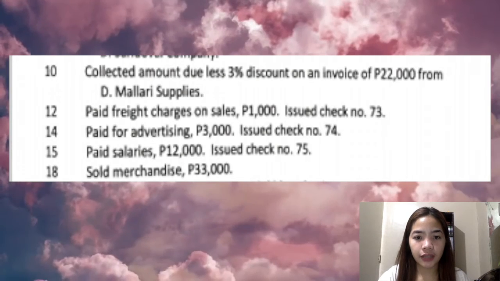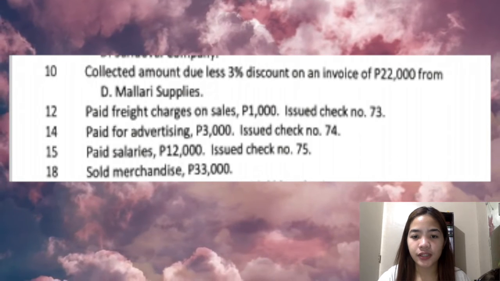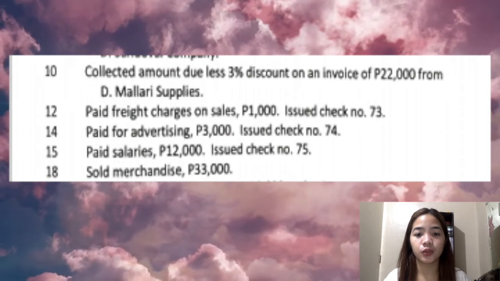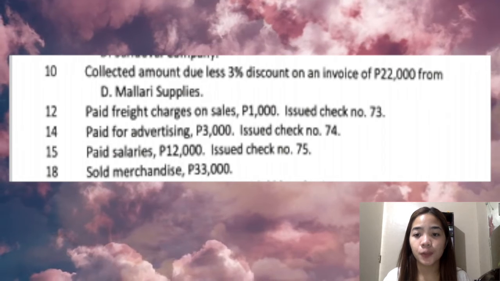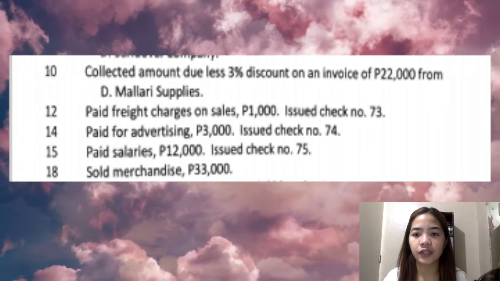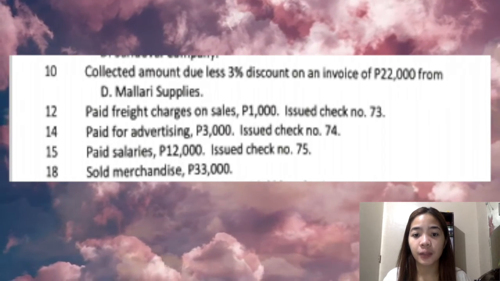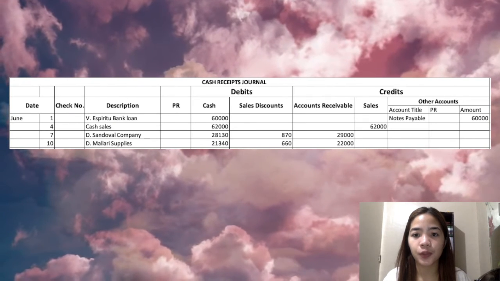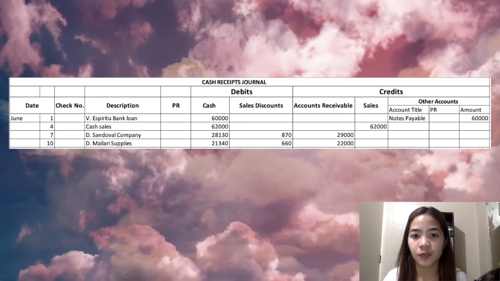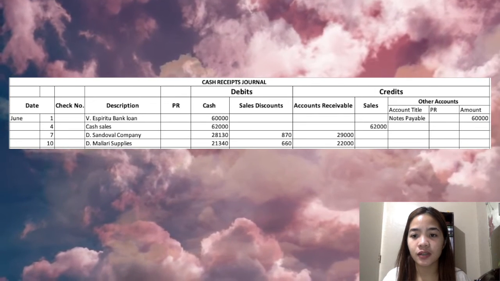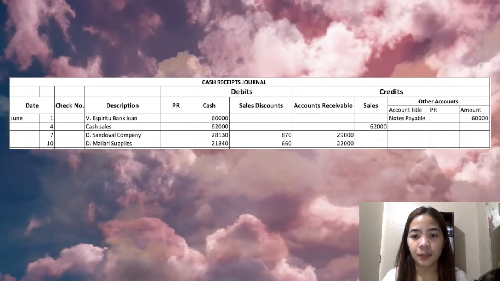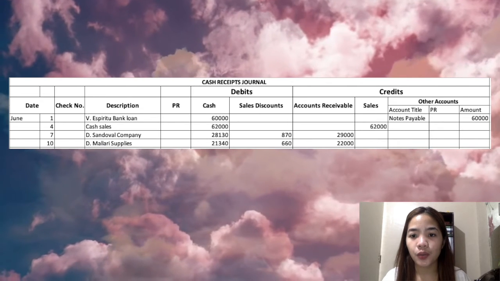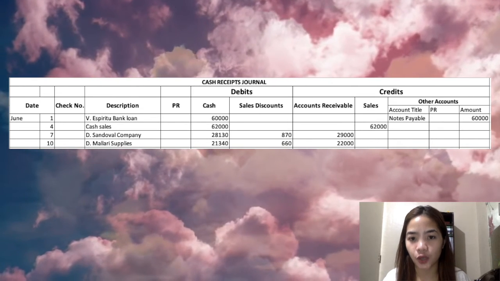June 10, collected amount due less 3% discount on an invoice of 22,000 from Di Mayari Supplies. Same lang ito sa June 7 na nakatanggap tayo ng pera, tapos may discount. Kaya same thought lang, kunin natin ang 3% pa rin ng total accounts receivable. Kaya may sales discounts tayo na 660, tapos less lang sa cash, we have 21,340.